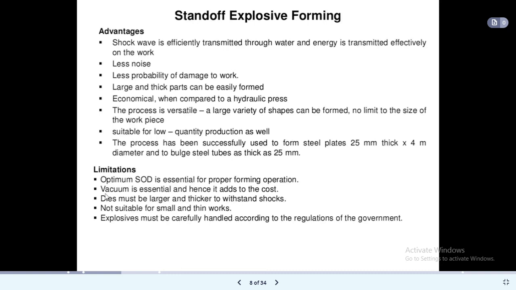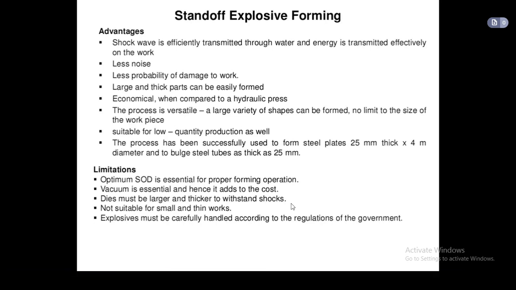The next one is that the die must be larger and thicker to withstand the shocks. If we consider this process, it is a high velocity forming process. So the die should be such that it is larger and thicker to withstand these shocks. Also, it is not suitable for small workpieces or thin parts.